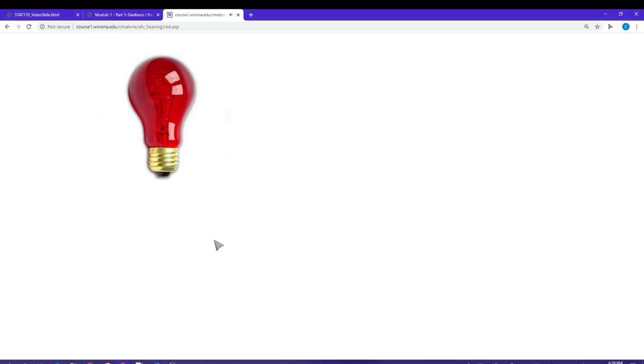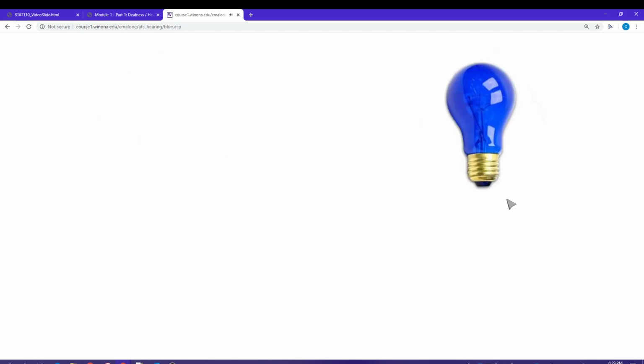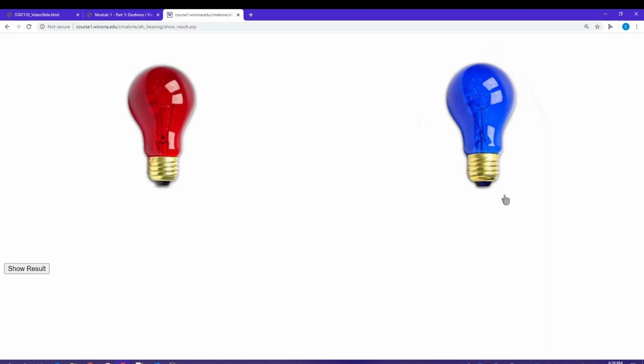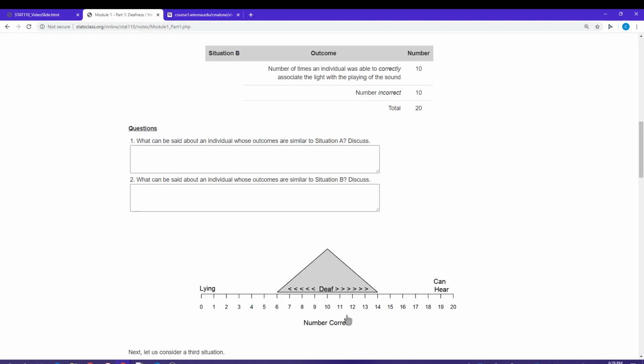Now, a deaf person is not likely to get 0 correct because there's only 2 situations here, and they're going to guess correctly some of the time. So if I guess blue again, oh, I was wrong. It was red. But a deaf person only has 2 options here. So they're going to be able to get some of those correct. And in fact, a deaf person is going to be able to get about half of those correct and half of those incorrect.